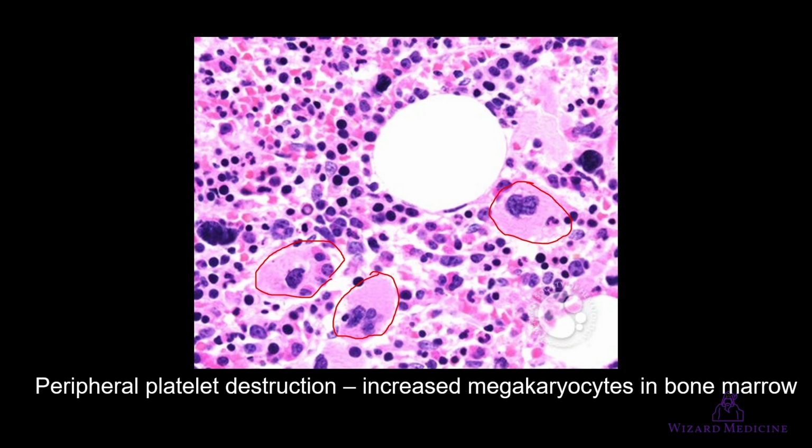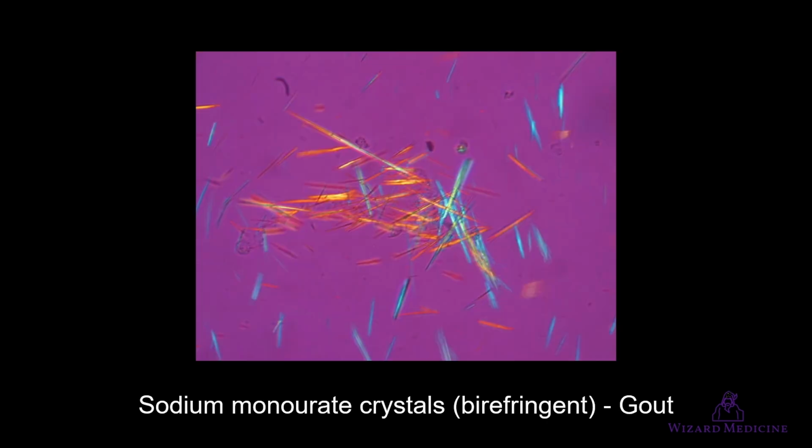This is a bone marrow biopsy with numerous megakaryocytes which are highlighted in red. These megakaryocytes are increased in number, and if the clinical vignette would tell you that this patient had a viral infection and now suffers very easily from bruises, this could mean that there is peripheral platelet destruction via an autoimmune mechanism, which leads to the increase of the megakaryocytes in the bone marrow.